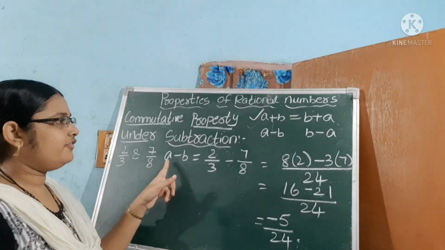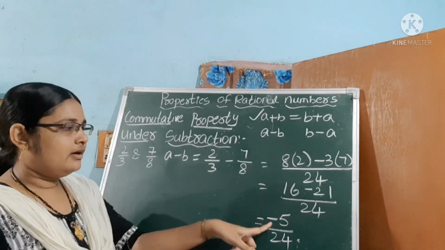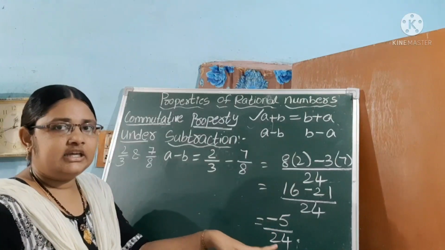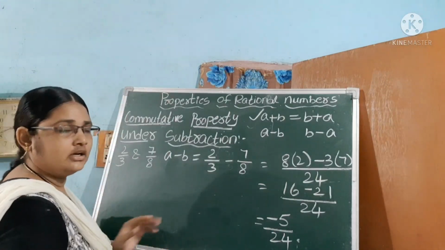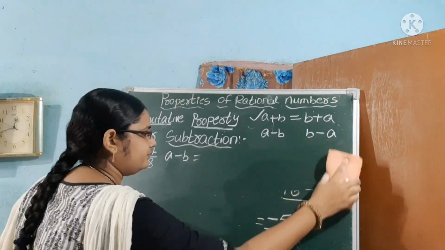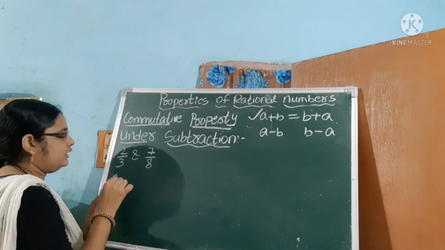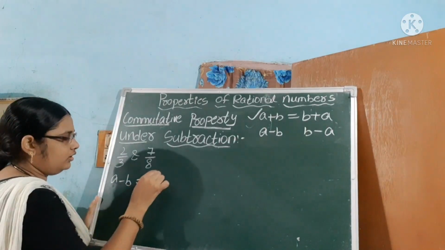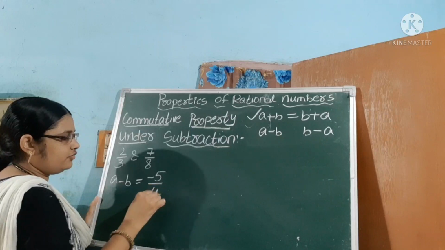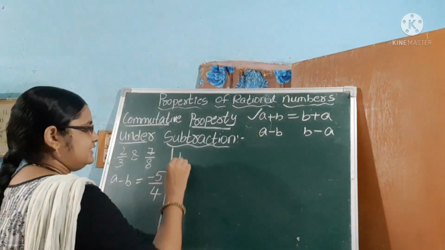So what is the value of LHS? A minus B. LHS means A minus B. Minus 5 by 24. So let us check the RHS part. That means B minus A. So write here, A minus B equal to minus 5 by 24. Okay. So let us check B minus A.